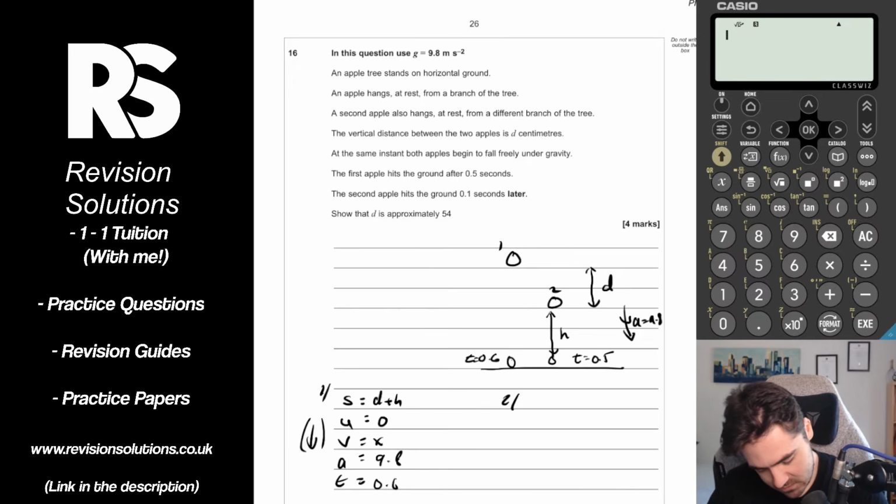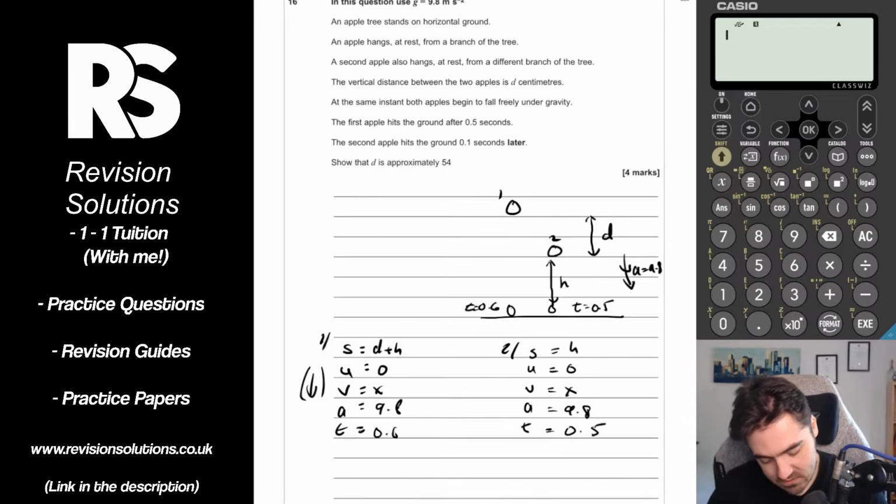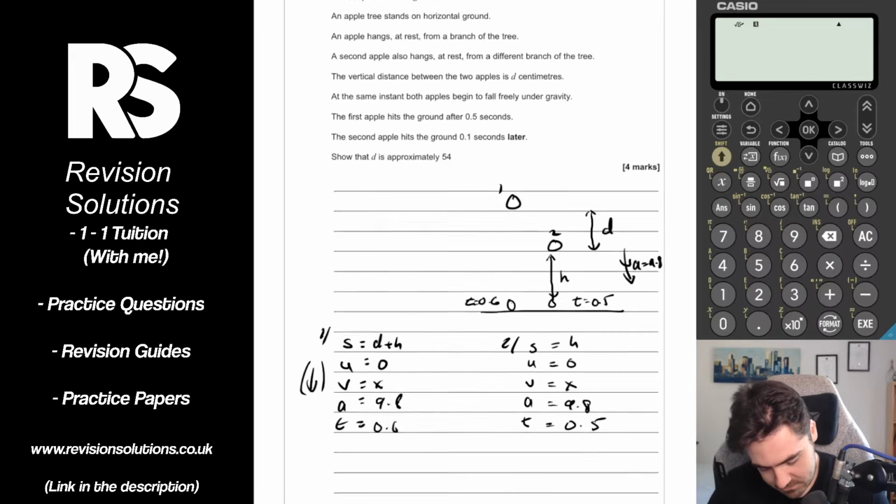And then for apple 2, we do SUVAT as well. We know the distance is just h. Initial velocity is 0. Final velocity, we don't know. Acceleration is 9.8 again. And then t is 0.5. So for our second apple, we have everything we need to work out h. So let's go ahead and do that.